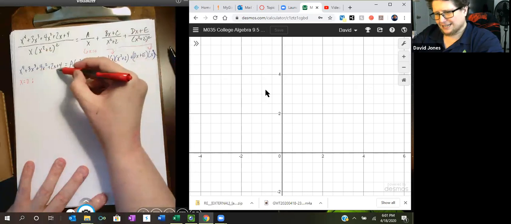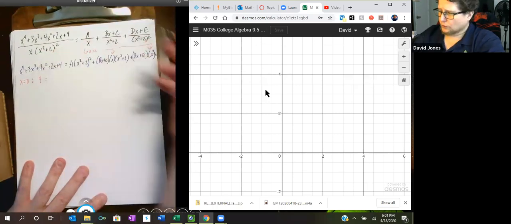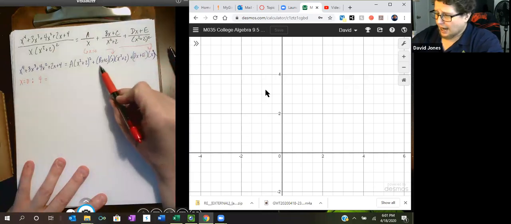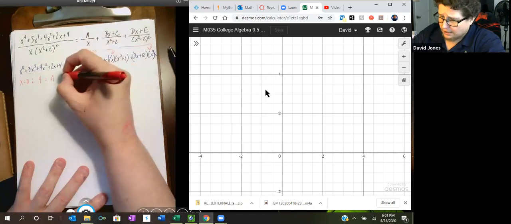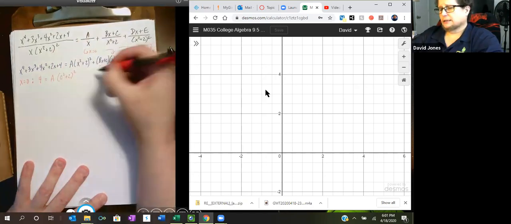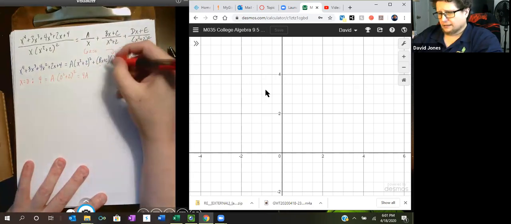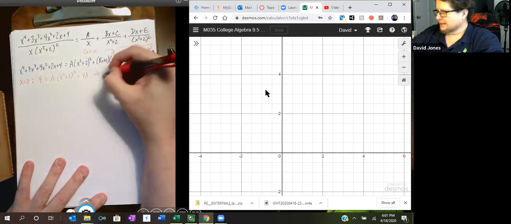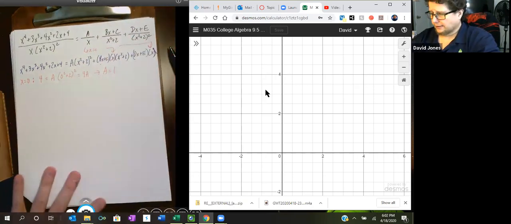Everything over here that has an x goes away. We get 4 equals, and this goes away, this goes away. We have a times 0 squared plus 2 squared, which is 4a. 4 equals 4a tells us that a equals 1. Okay.